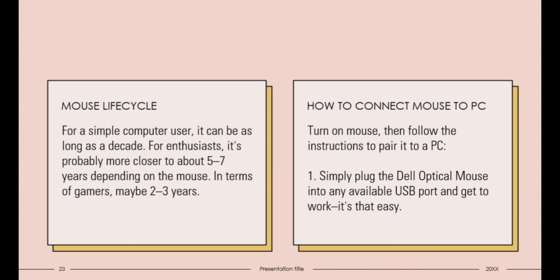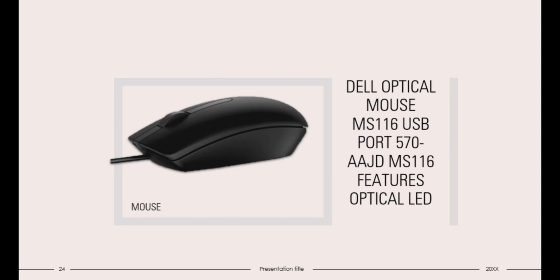How to connect a mouse to a PC? First, turn on the mouse, then follow the instructions to pair it to a PC. Simply plug the Dell optical mouse into any available USB port and get to work. It's that easy. This is the mouse.